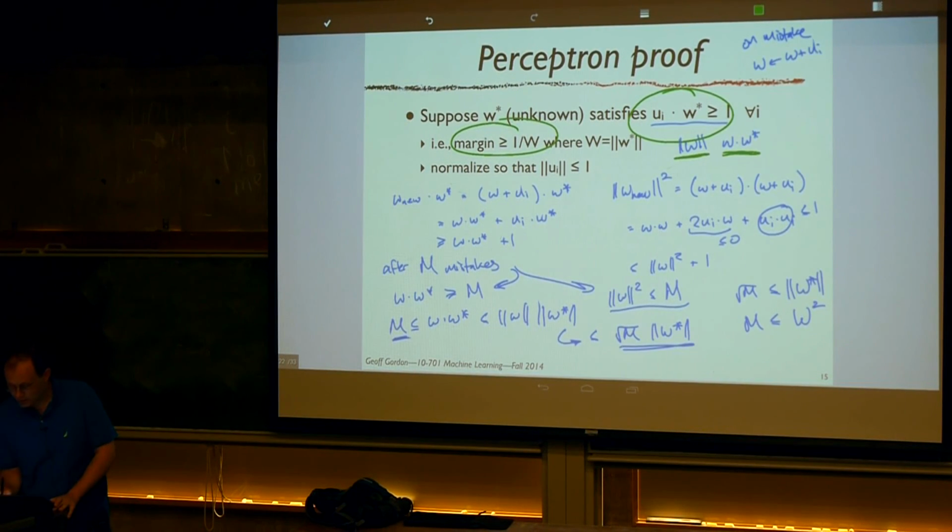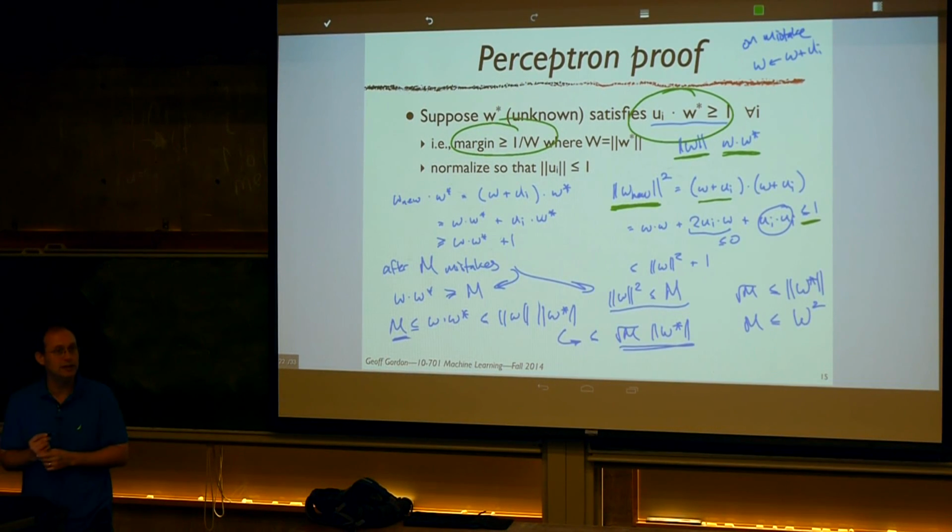Let's start with the norm of our weight vector. The norm of our new weight vector, squared, just to make it easier, is going to be the dot product with itself. And the new weight vector is, let's suppose we make a mistake, then it's W plus UI dotted with itself. So we expand that out: W dot W plus 2 UI dot W plus UI dot UI. And UI dot UI, we're assuming that all of our examples are normalized, so that's bounded. And we assumed we made a mistake, which means we misclassified this example, which means that the sign of UI dot W is negative, so that's less than or equal to 0.